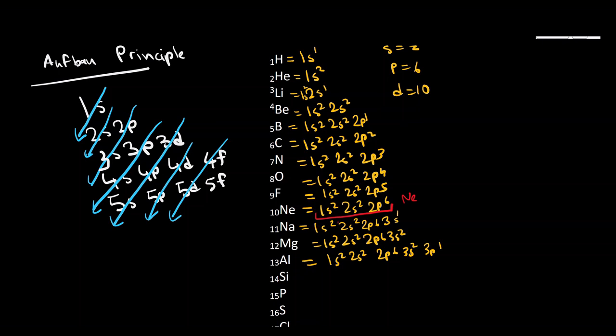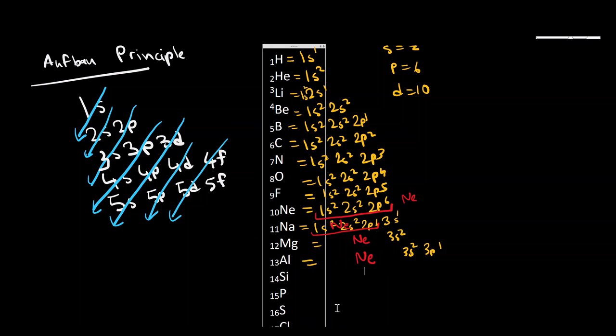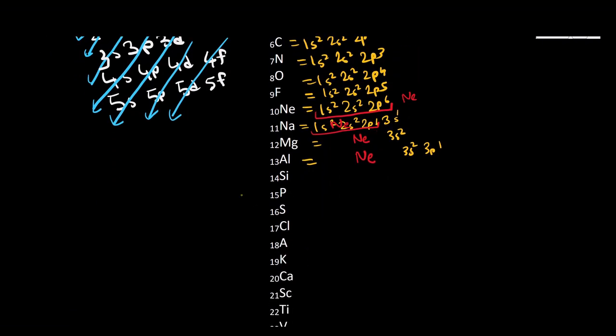Now we are going to use this same shortcut. So whatever until here, we just write Ne. So let me rest this until 2p6. We just write Ne, because then we already know the configuration. Ne. Okay, now we can continue again. So Ne 3s2, 3p2. Ne, also write it like this, 3s2, 3p2.